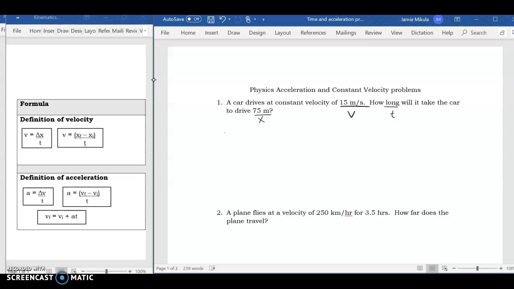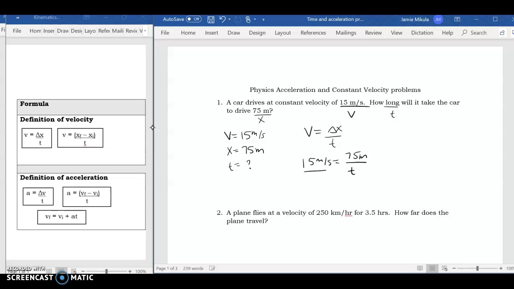So I'm going to list my variables first. So v equals 15 meters per second, x equals 75 meters, t equals question mark. Once I look at these variables that are listed, I can then choose my formula. I'm going to use v equals delta x over t. I have v. V is 15 meters per second. X is 75 meters. And t, I don't know.